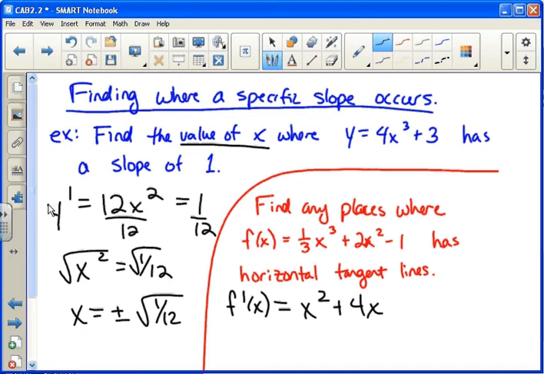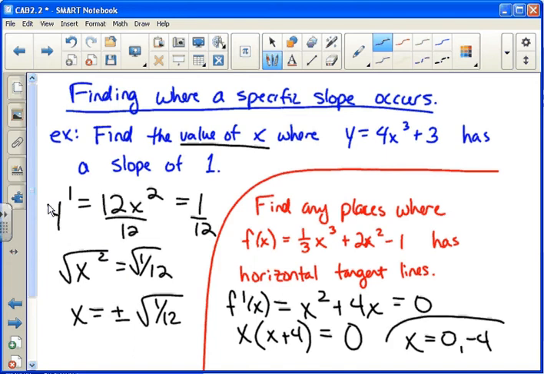So that's our derivative. And we want to know where it's 0, because if it's 0, the slope is 0, which would match up with a horizontal line. Okay, to solve this one, we need to factor, so we can pull an x out front and leave us with x times x plus 4. So the two numbers that will make this 0 are 0 and negative 4. So again, in this case, there are two places where horizontal tangent lines would occur.